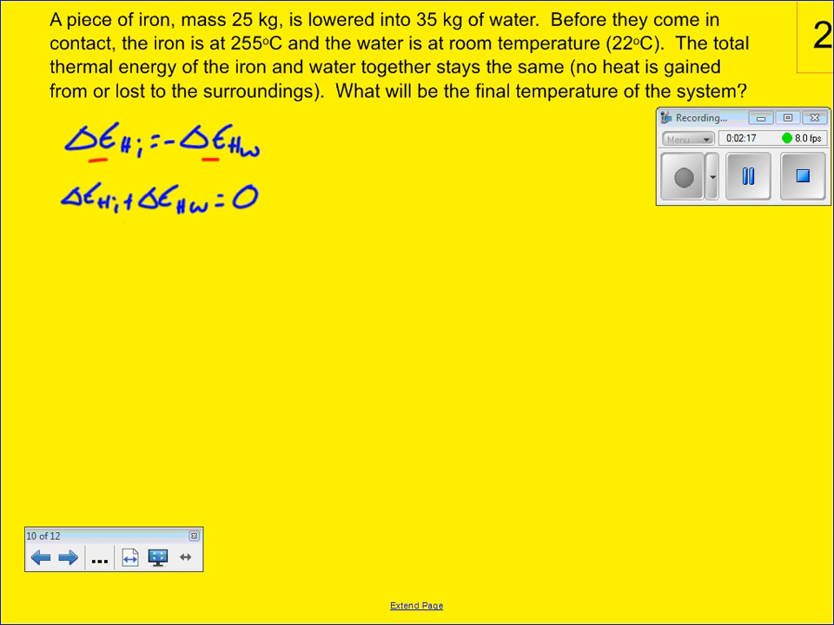So if the iron goes up, the water goes down. If the water goes up, the iron goes down. And in this case, we know the water goes up. Now we can break this down. We have our equations for delta E_H. We have M iron, the heat capacity of iron, and delta T of the iron, plus M water, heat capacity of water, delta T of water.